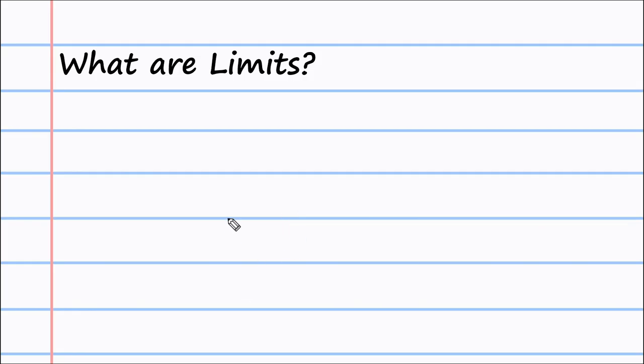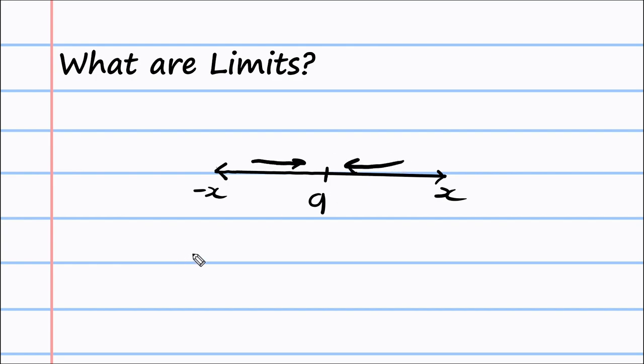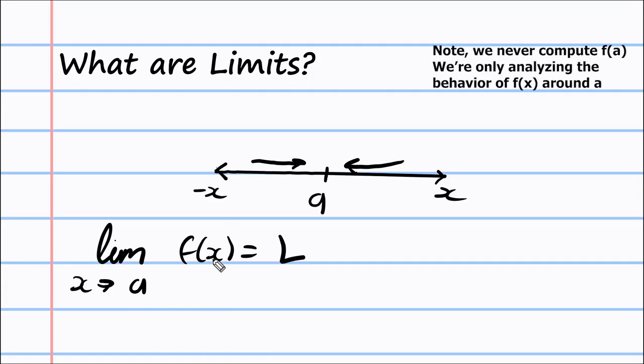So I'm going to draw a number line here real quick. You have the value a, and this is the x-axis. What a limit tells us is, if we choose values of x that get closer and closer to a from both sides, what does f of x approach? How we would write that is limit as x approaches a of f of x equals L. So as we choose values of x closer and closer to a, what does f of x approach?